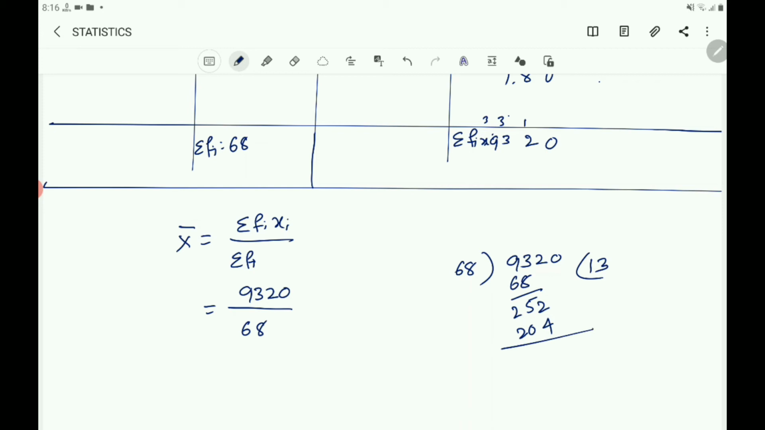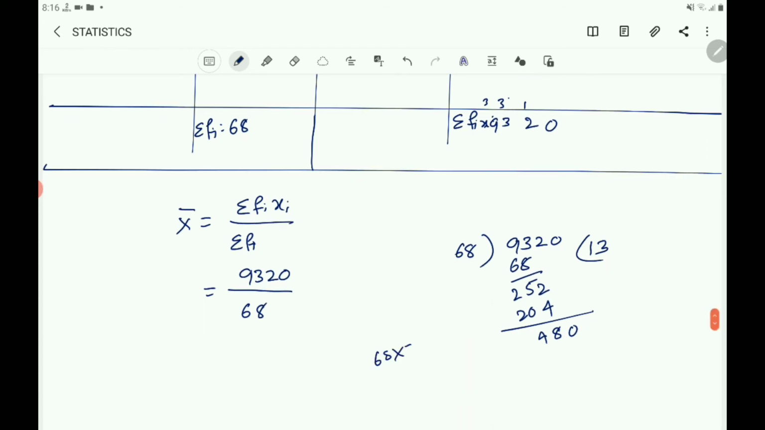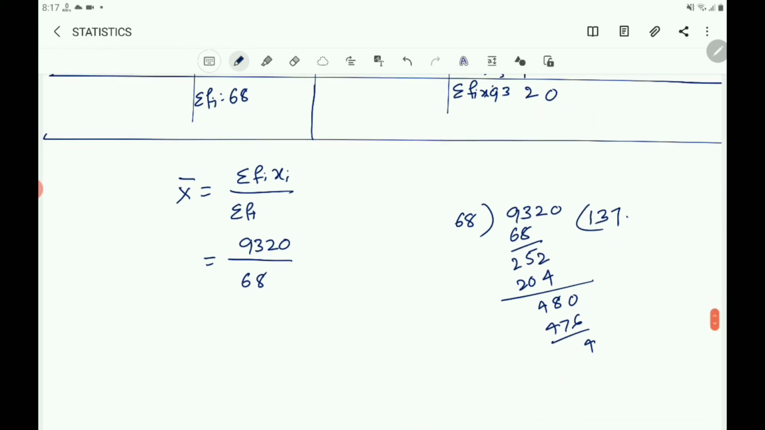Then what is remaining here? You will get 8. And you know that 6 7s are 42. Approximately 68 into 7: 8 7s are 56. 6 7s are 42 plus 5, 47. So you will get 476, then 4 carrying, approximately you got 137. You write x bar equals 137. Mean is 137.